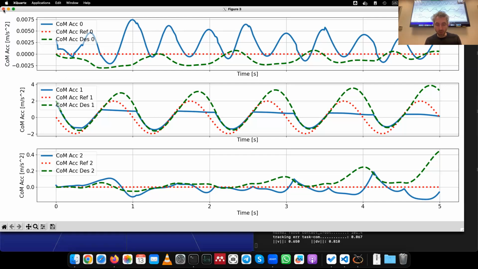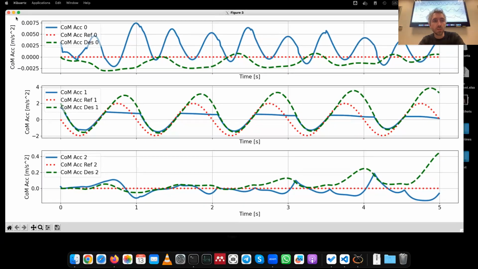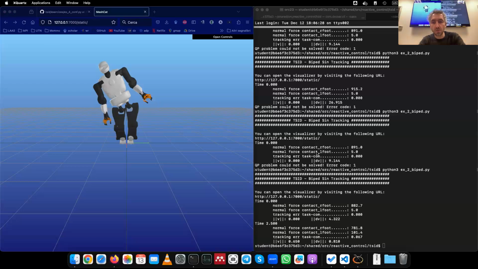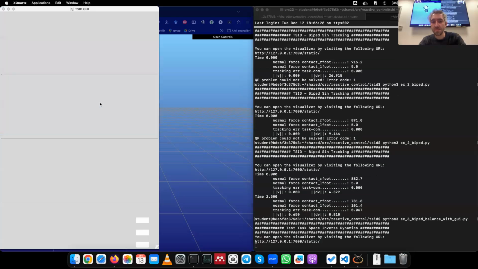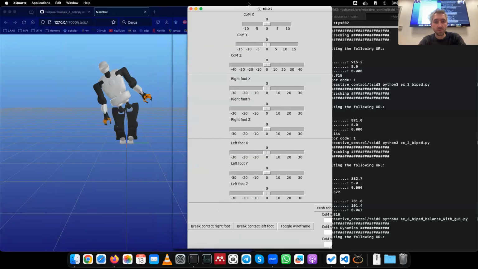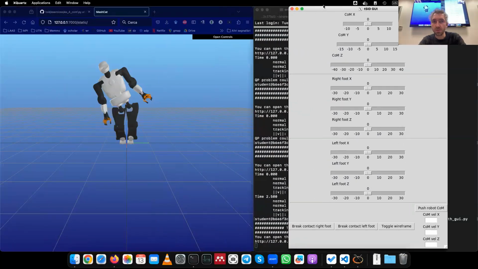There is also another script which we can just quickly run so that you know it exists. It's X3 biped balance with GUI. This is just for fun. So I've created this simple GUI.